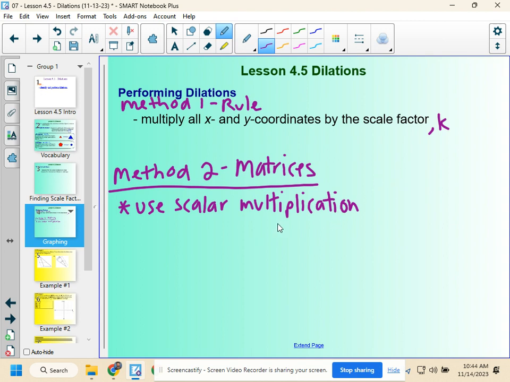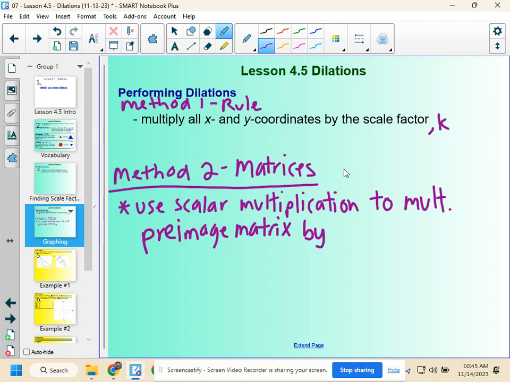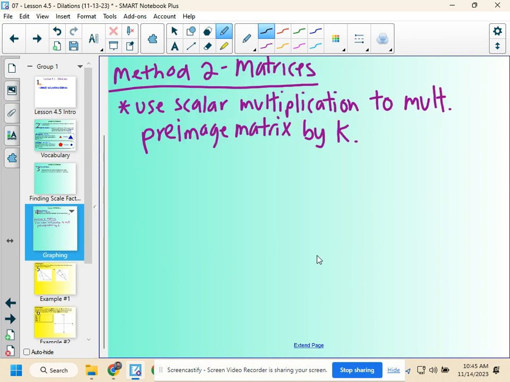Go back and watch. Otherwise, you'll see it here as it comes up. Use scalar multiplication to multiply the pre-image matrix by your k. Okay. And we did just a very simple demo of what that would look like. So this was all stuff we wrote out.